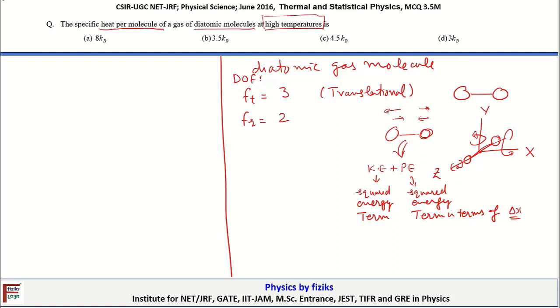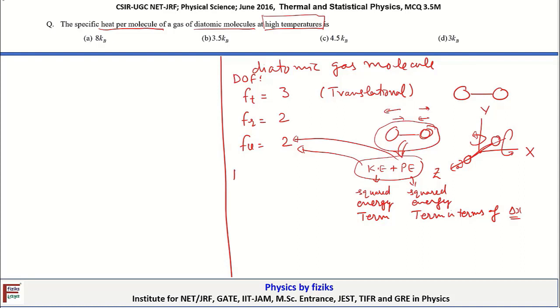Please remember that in a few books the vibrational degrees of freedom, which consist of these two terms, are treated as one single degree of freedom. But when you consider the contribution to the average energy, then we take it equal to kT. So please don't confuse it with that notation also. Vibrational, I'm writing here f_v as 2, where one degree of freedom corresponds to the kinetic energy term, and another degree of freedom corresponds to the potential energy term.